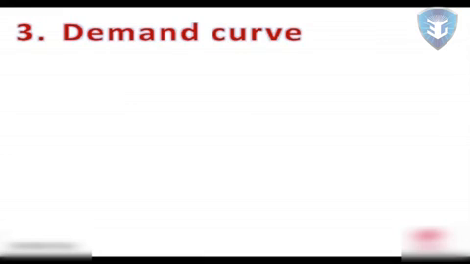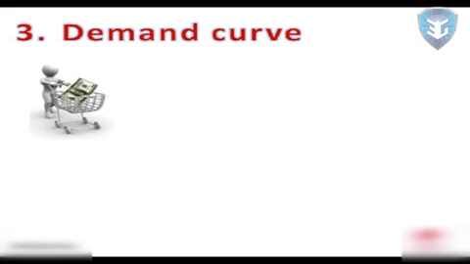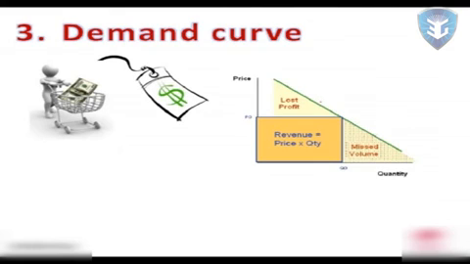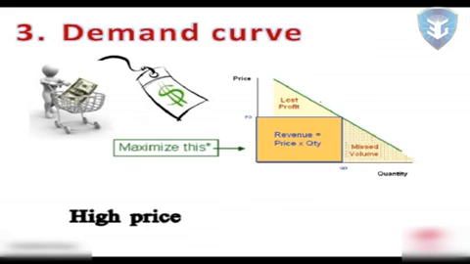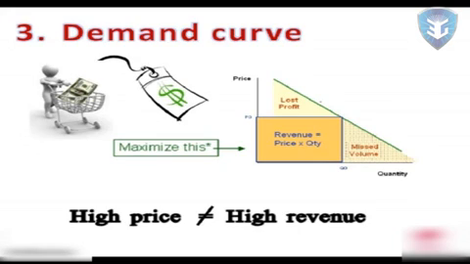The third influence on price is the demand curve. A demand curve shows the maximum number of customers that will buy your product at a given price. By using the demand curve, we can find where the revenue is the highest. A higher price does not always mean a higher revenue. If you lose customers by increasing your price, this leads to a lower revenue. Therefore, the demand curve can help you in setting the perfect price for your goods.